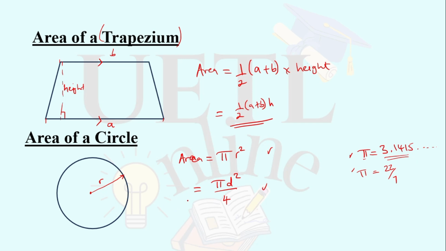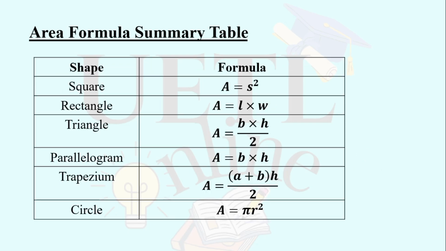As easy as that, we have looked at six basic shapes. This is the area formula summary table. You just have to know which shape it is and which parameters you need. For a square, we need the side, and A equals s squared. For a rectangle, the length times the width. For a triangle, the base times the height over 2. For a parallelogram, the base times the height.